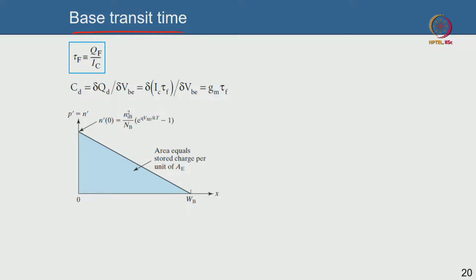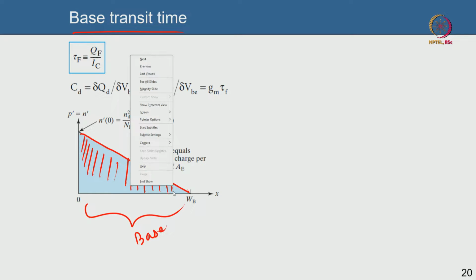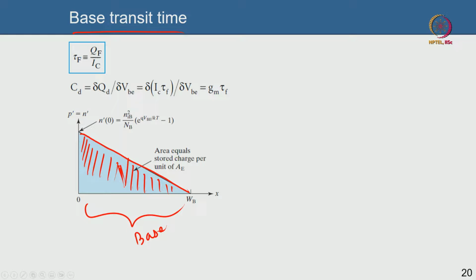To a first order, this can be expressed as the total minority charge that is stored in the base. So this is the base, the neutral base, by the way. This triangle is the minority profile, the injected electrons in a p-type base. The area under the triangle is the total minority charge stored in the base at any instant of time, call it QF, divided by the current that is flushing out this charge.